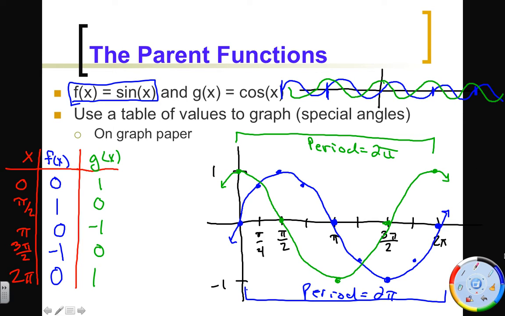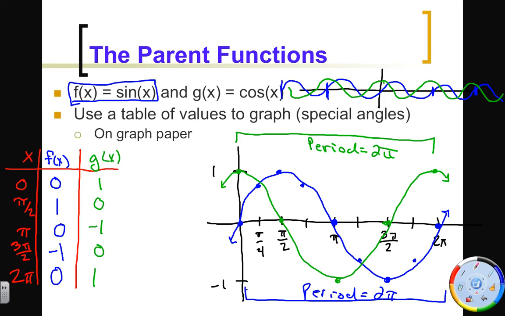So here's our parent functions. All sine curves and cosine curves look exactly like this, just we're going to end up moving them up or down a little bit, left and right, that sort of stuff, just like we do with every other type of graph.